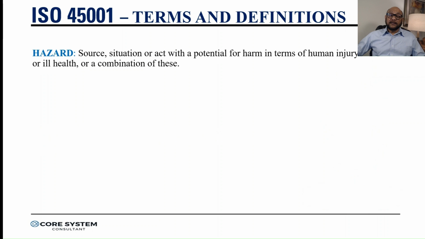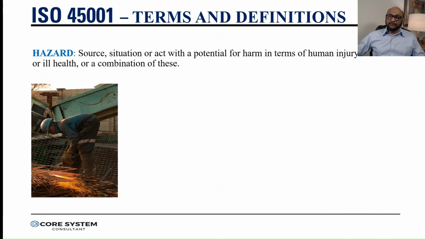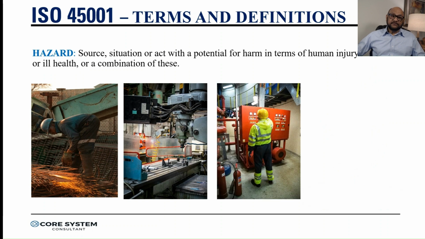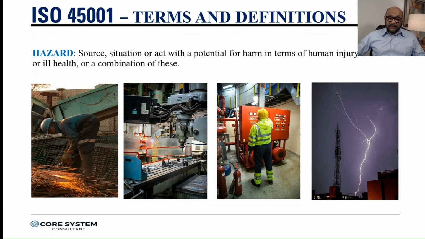Hazard is anything that can harm the human, any act or situation or a source which has the potential to harm a human, like your working conditions, mechanical hazards because of machinery, electrical hazards, and natural disasters, lightning, flooding, anything that may happen because of nature. These are all the hazards that we need to consider while establishing a health and safety management system.